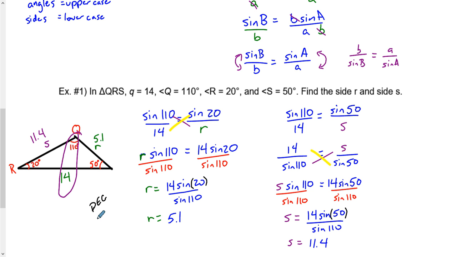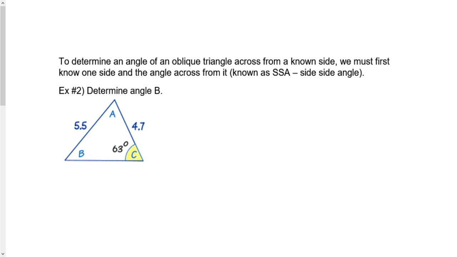For example, if you don't have things in degrees, that would be one big indicator, though making sure that you're always in degrees is going to be an essential aspect of your calculations. Okay. We're not limited to solving for side lengths because we can also solve for angles. So if we want to determine an angle of an oblique triangle across from a known side, we just have to first know one side and an angle across from it. It's the exact same kind of information. Now it's sometimes known as the SSA property or side-side angle. We have a side, and an angle.